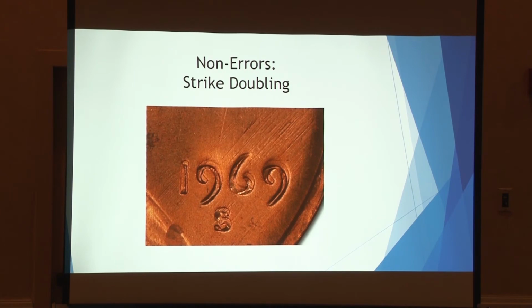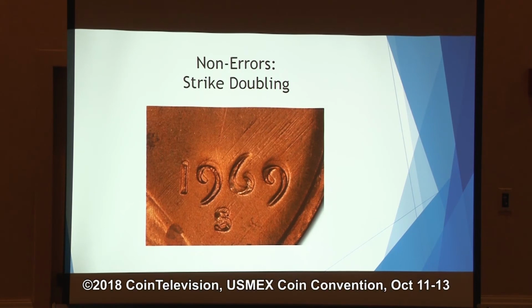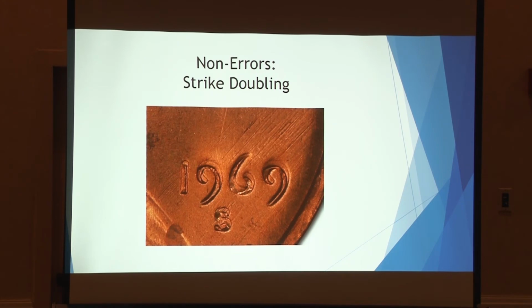So here's die scratching. This is also a non-error, which is strike doubling. And strike doubling is different than die doubling. Basically, as the coin is being struck, the die rattles a little bit, creating a flat, shallow effect on some areas of the coin. There's no collector value to this, there's no demand for this, and they're not varieties and they're not errors. It's considered mint tolerance. You see a lot of these being submitted as varieties, tons of them.